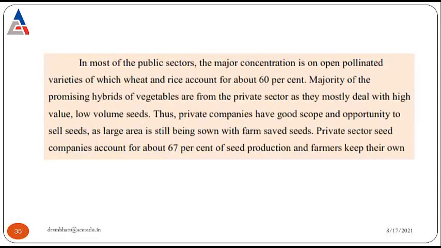If you are talking about the public or government sector, the major concentration is on open pollinated varieties. I think you might already know what an open pollinated variety is, varieties of which wheat and rice account for 60%. The majority of the promising hybrids of vegetables are from the private sector. The private sector is doing a lot of good work on hybrids, and these must be made known to farmers so that they can use them in the future, right?